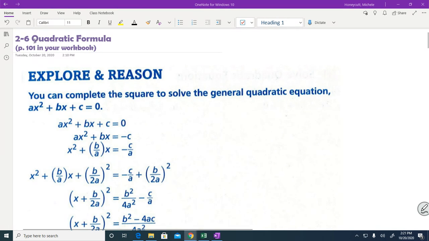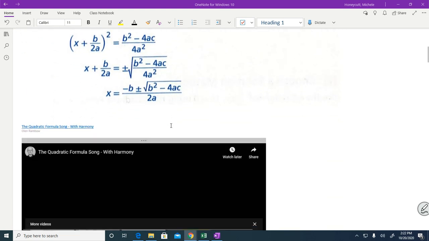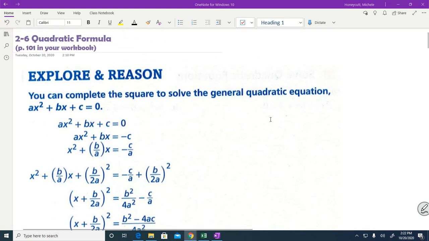Today we're going to talk about something called the quadratic formula, and we're going to talk about first where that comes from. So on page 101 in your workbook, you'll see an explore and reason with something that looks kind of scary, but I'm just going to talk you through what's happening in each step and show you how completing the square does turn into something called the quadratic formula. So that says you can complete the square to solve a general quadratic equation.